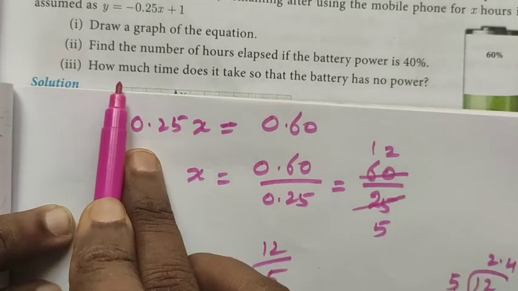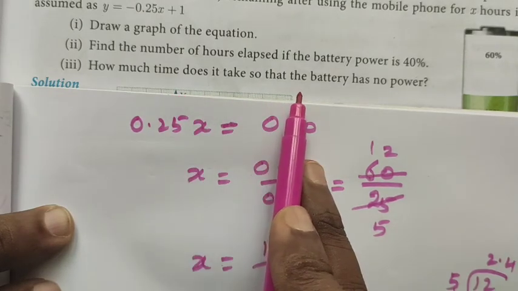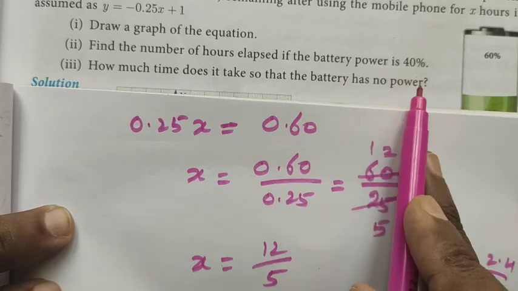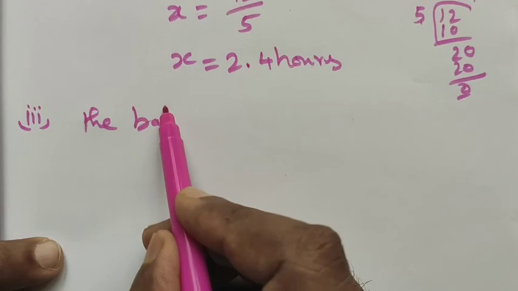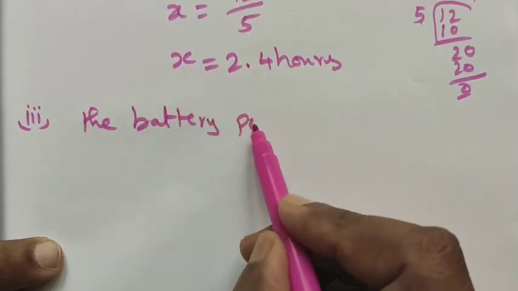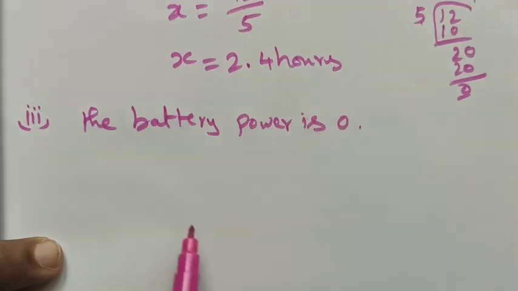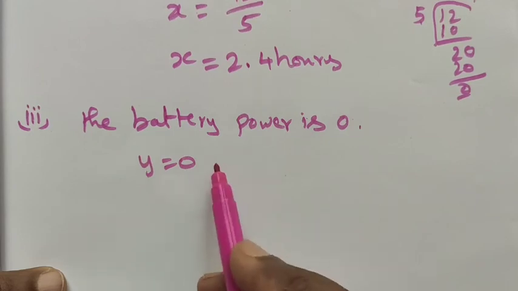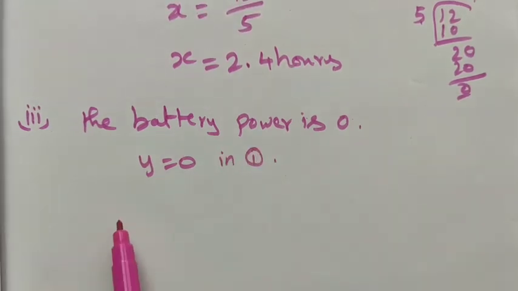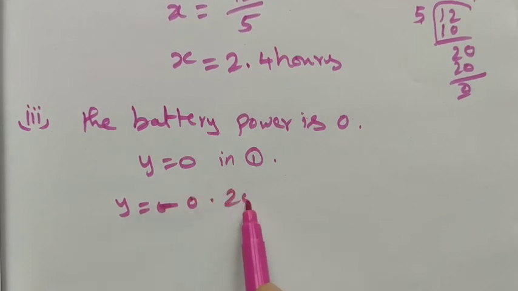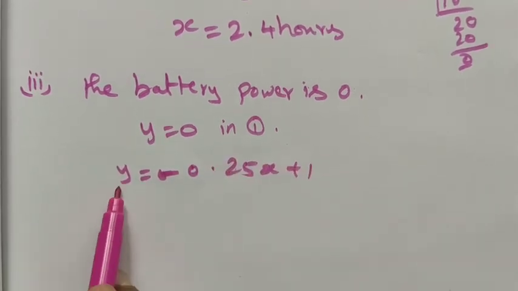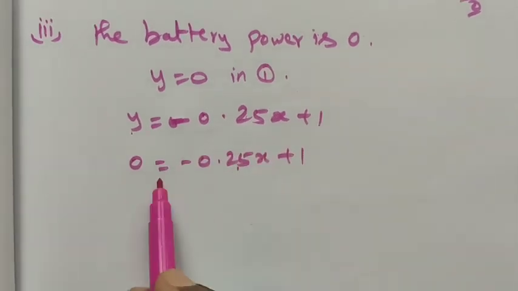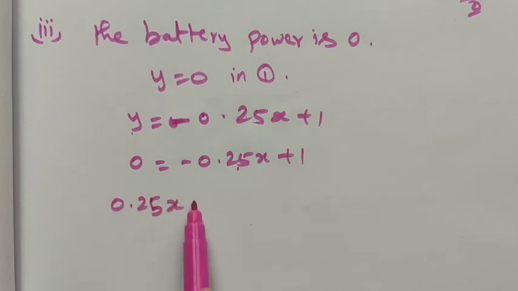Next, see the third Roman number. How much time does it take so that the battery has no power? Battery has no power means the battery is y, so y is equal to 0. Here y is mentioned as battery and x is mentioned as hours, right? So then y is equal to 0 in equation 1. What do you get? y is equal to minus 0.25x plus 1 is the first equation. Here we put y is equal to 0, means 0 is equal to minus 0.25x plus 1. I take this term to this side, 0.25x is equal to 1, right?